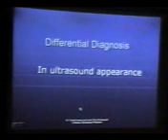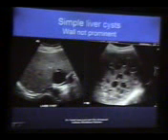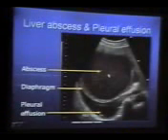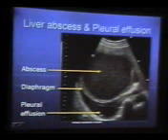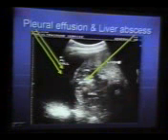If I have time, I can move on to differential diagnosis, or I can stop here. Differential diagnosis in ultrasound appearance. Simple liver cysts have a thin wall. In the liver abscess, the wall is usually not very well demarcated. This one is associated with pleural effusion. The liver abscess has an irregular wall.